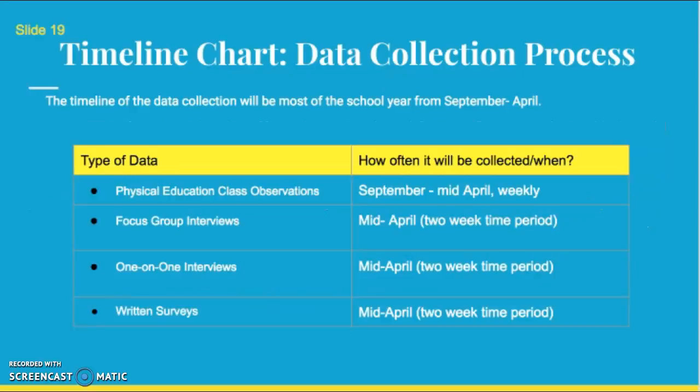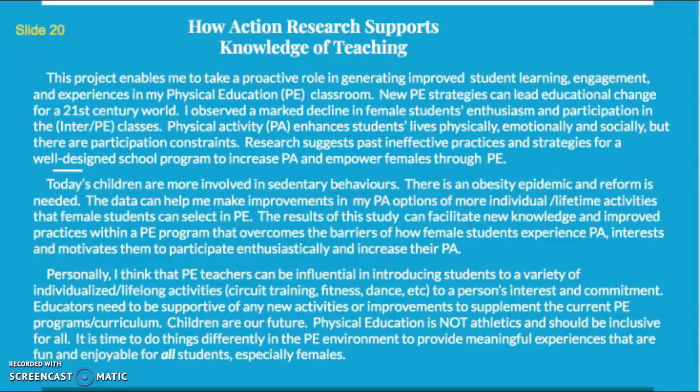Timeline. Physical education class observations will take place September to mid-April and be collected weekly. The interviews and written surveys will occur mid-April during a 2-week period. Closure. Action research enables me to take a proactive role in generating improved student learning, engagement, and experiences in my physical education classroom. New physical education strategies can lead educational change for a 21st century world.